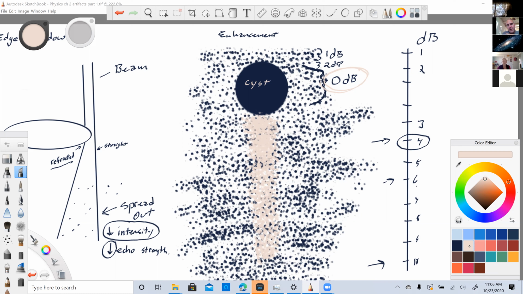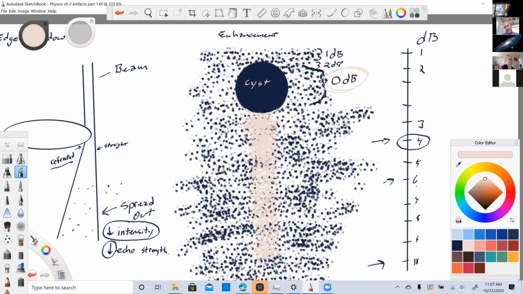One of the things about posterior enhancement that people forget is that the posterior wall is particularly bright. And that makes sense. That's when this unattenuated beam first hits something that's creating an echo. It's super bright. So the posterior wall of the cyst is bright. That's an indication that it's a simple cyst.